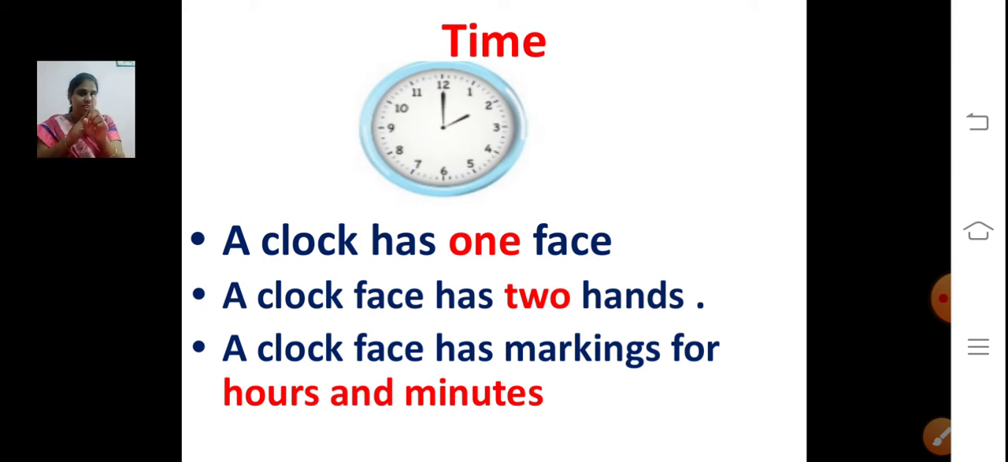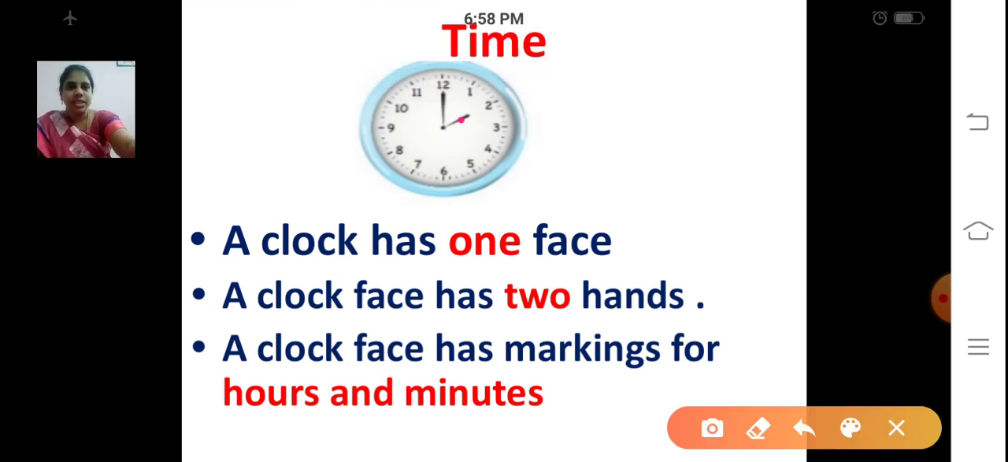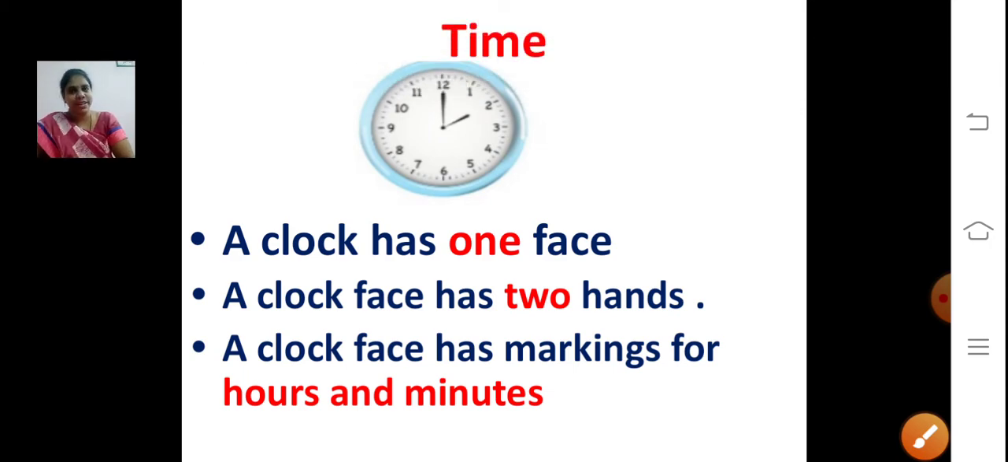The smaller one, the small hand, is the hour hand. So the small one is the hour hand and the longer hand is the minute hand. The longer one is the minute hand that represents the minutes. So the clock face has markings for hours and minutes, right?